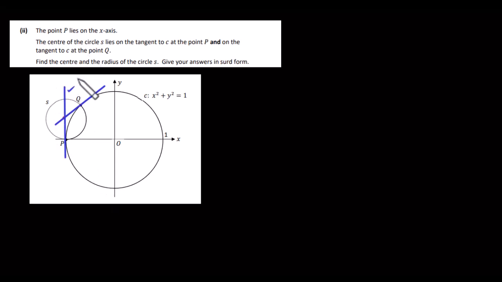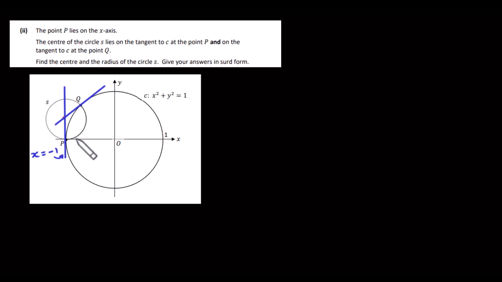So this line here is going to be vertical because it's a tangent at a point on the x-axis. So the equation of a vertical line, remember this distance out as far as here is 1 unit. It's actually minus 1. The coordinates of P are minus 1, 0. So the equation of this vertical line is going to be x equals minus 1. That means the center must have coordinates with an x of -1. So we just have to find the y.